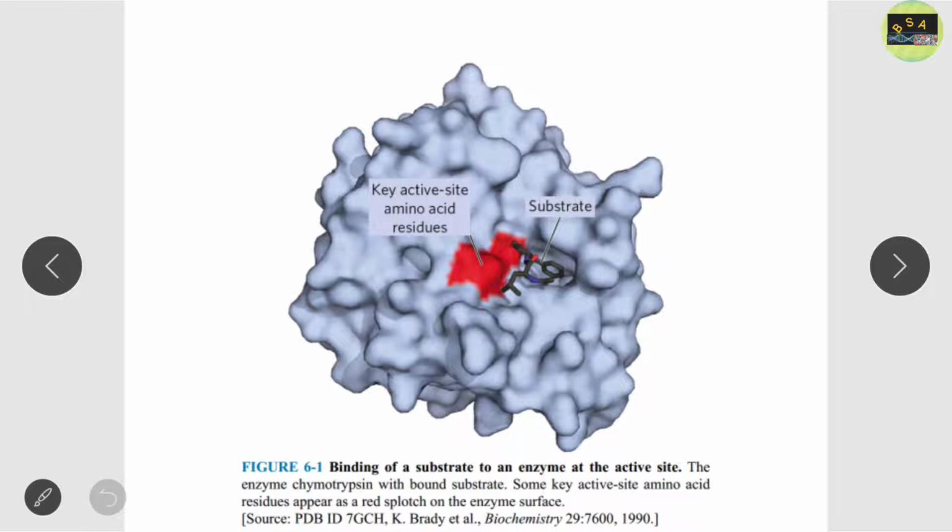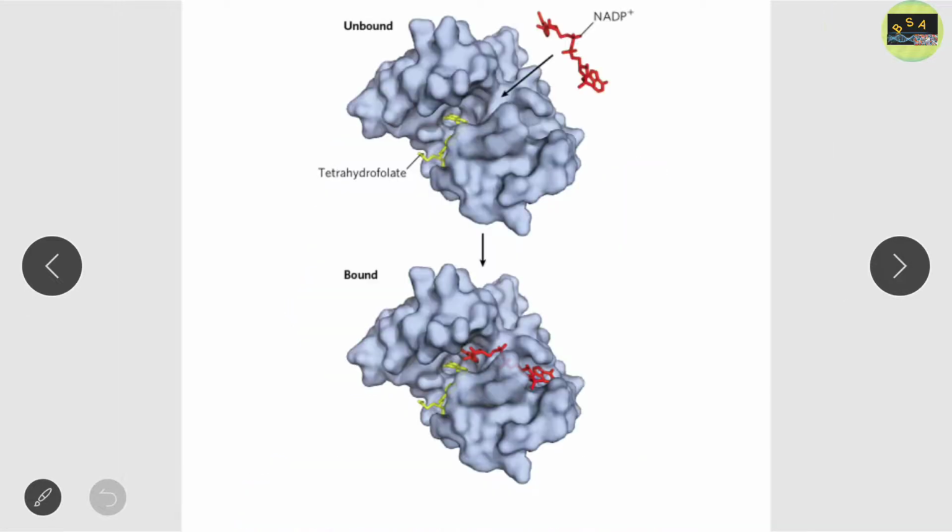Remember this. It means that it needs some complementary shapes. Based on this, a model is described that is known as the lock and key model. Now, what is the lock and key model? If you look at this figure, this is an enzyme, and the enzyme has an active site which is the exact complement for the substrate.